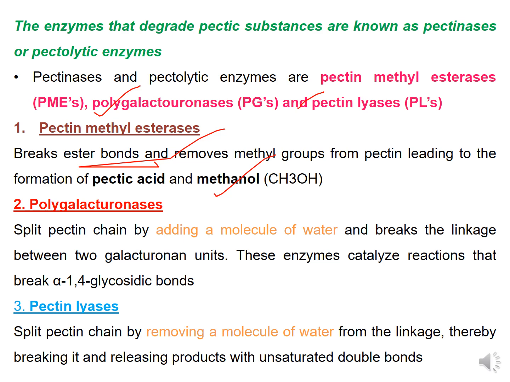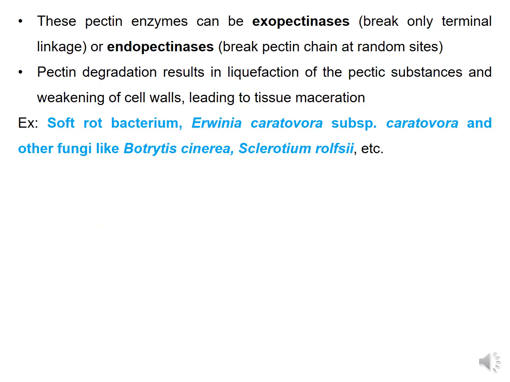Coming to the third one, pectin lyases. How will they split the pectin? They will split the pectin chain by removing the molecule of water from the linkage and thereby breaking it and releasing the products with unsaturated double bonds. Whereas polygalacturonases split the chain by adding a molecule of water, pectin lyases split the pectin chain by removing a molecule of water from the linkages.